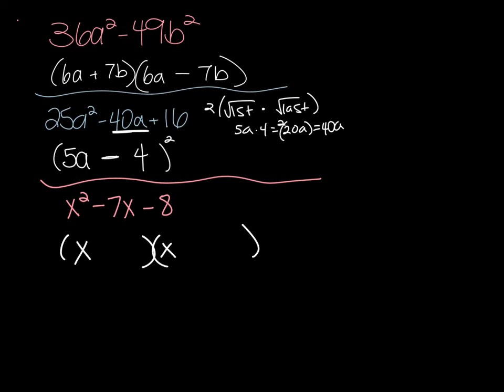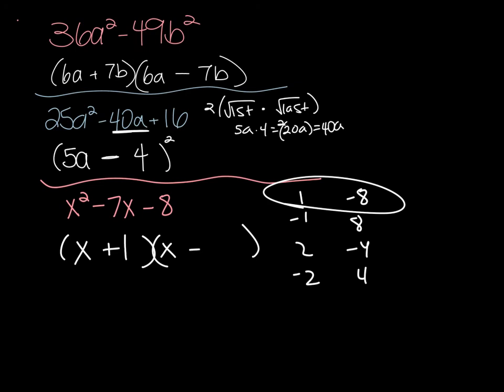So if it's a negative 8, I know one's got to be positive, one's got to be negative. I could have 1 and negative 8, negative 1 and 8, 2 and negative 4, negative 2 and 4. Which of these is going to sum to negative 7? This first one, positive 1 and negative 8. Again, it can be checked, right? FOIL it out, see if you get your question.